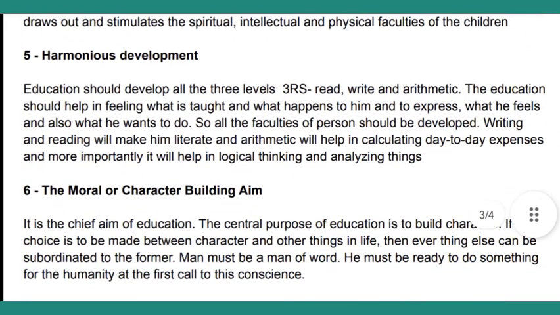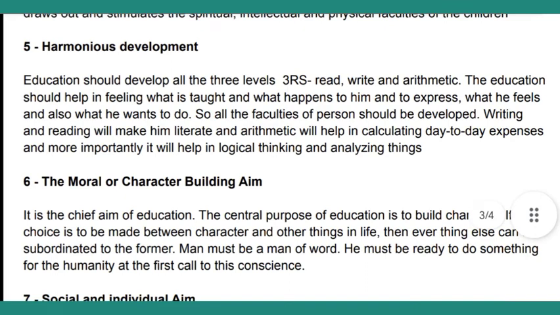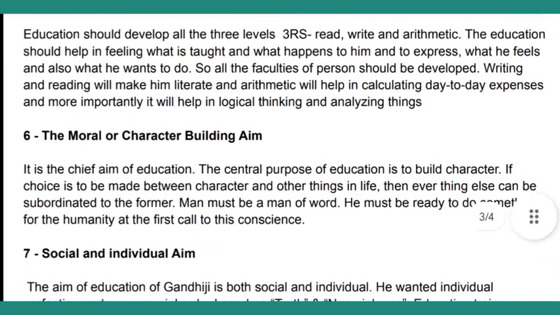Fifth, here you can see harmonious development. He used to say that education should develop all three levels. What are the three levels? Reading, writing, and arithmetic. Education should help in feeling what is taught and what happens to him, and to express what he feels and also what he wants to do. So basically he used to emphasize most on reading, writing, and arithmetic.